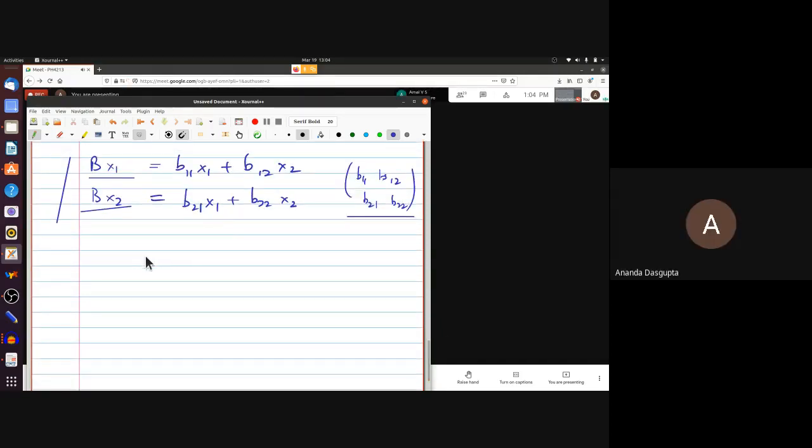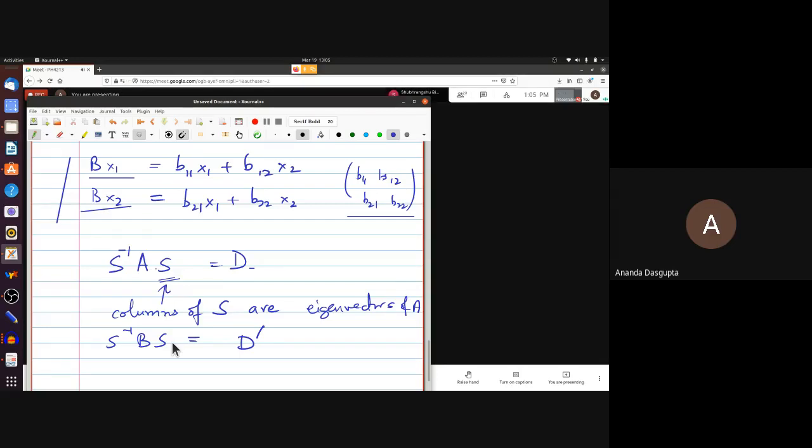The point is, first of all, when you say a matrix diagonalizes, let's talk of A and B. If S inverse A S is diagonal, what do you know about S, or columns of S? They are eigenvectors of A, right. So now if S diagonalizes both A and B, of course the diagonal versions will be different, but if it diagonalizes both A and B, then the columns of S are also eigenvectors of B, right?